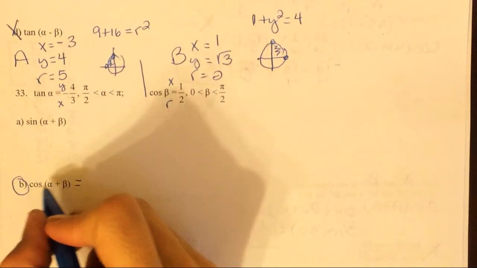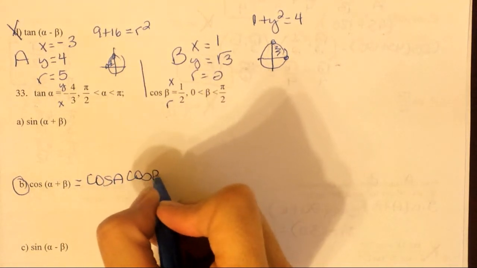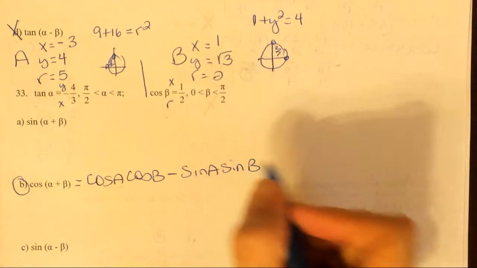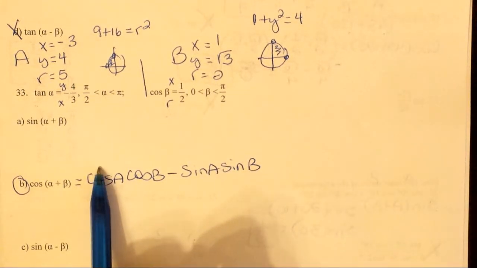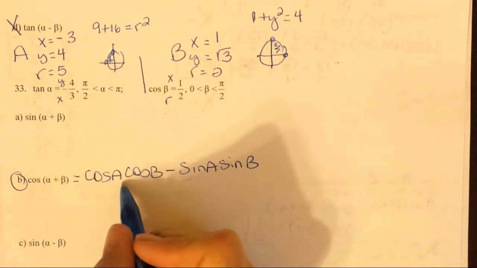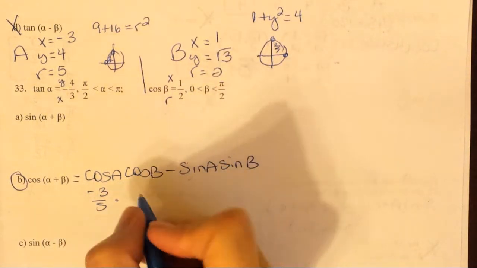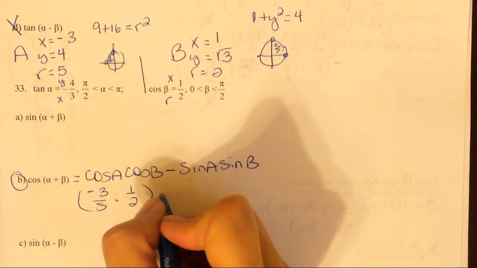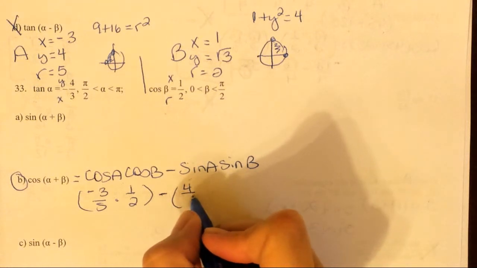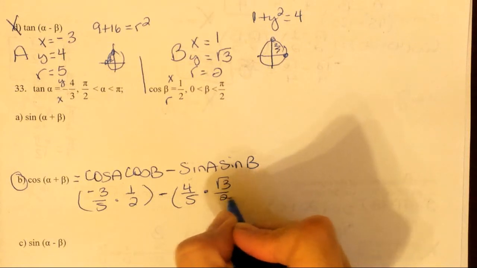So on the front of your paper, you'll see for cosine A plus B, it says cosine A cosine B minus sine A sine B. So everywhere it says cosine, I'm going to grab the x and the r. Everywhere it says sine, I'm going to grab the y and the r. Okay, so it says take cosine of A. So I come over here to A and I get negative 3 over 5 times cosine of B, which is 1 over 2. Bring down my minus. Now I'm going to do sine of A. So 4 over 5 times sine of B, root 3 over 2.